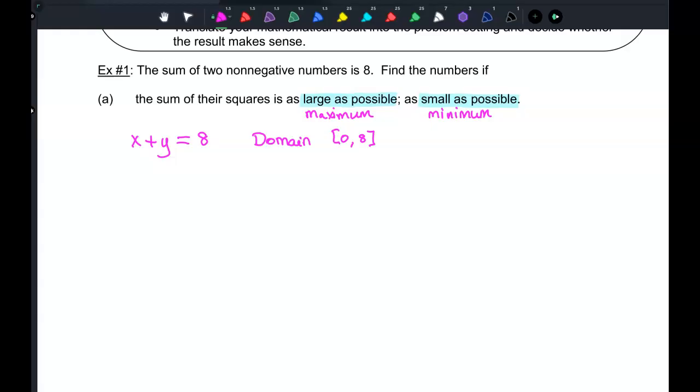8. Okay, I need a function that represents the sum of their squares. So I'm going to write that as f of x. So if one number is x squared, the other one would be y squared. But I don't want to use y because I want to write this all as one variable. So could we isolate y here? That would just be 8 minus x. So I want to write this as x squared plus 8 minus x squared. Good so far?